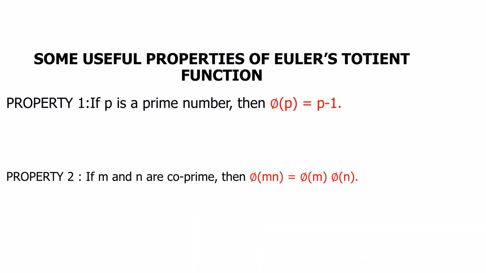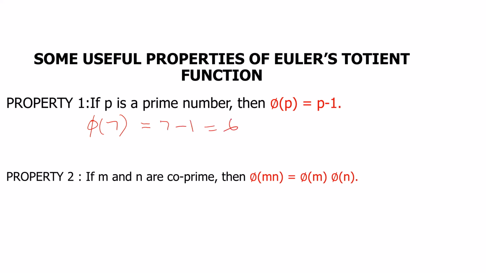Here are some useful properties of Euler's Totient function. The first property is, if P is a prime number, then phi of P, that is totient of P, equals P minus 1. If you make use of this property, it will be much easier to solve these types of functions. So let us take phi of 7. 7 is a prime number, so according to this property, it will be 7 minus 1, and that is 6.